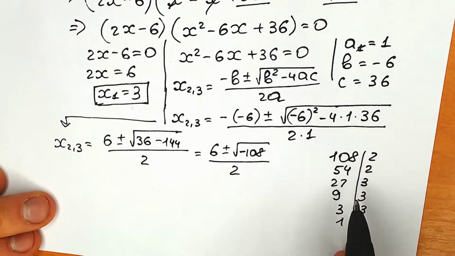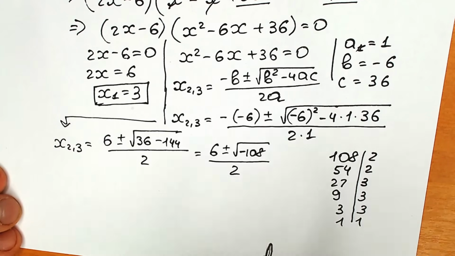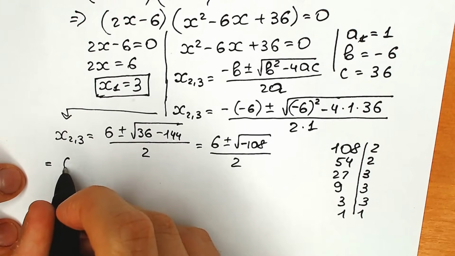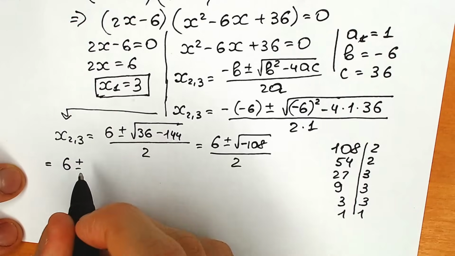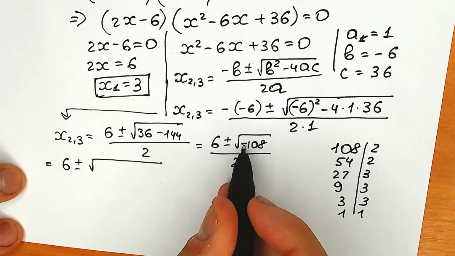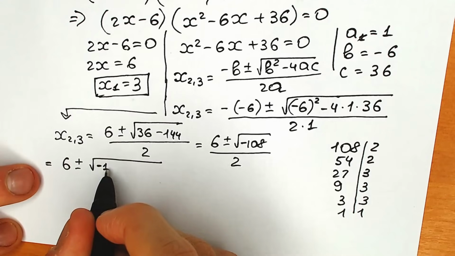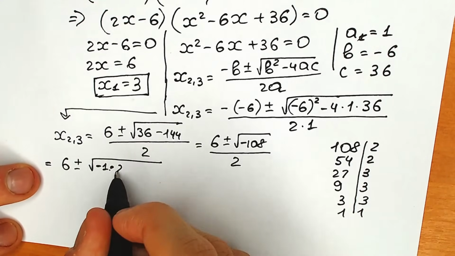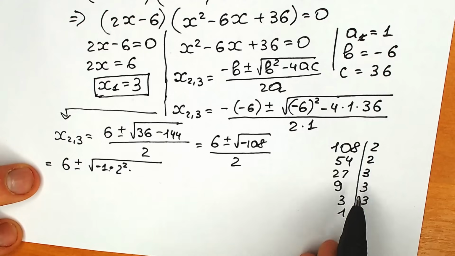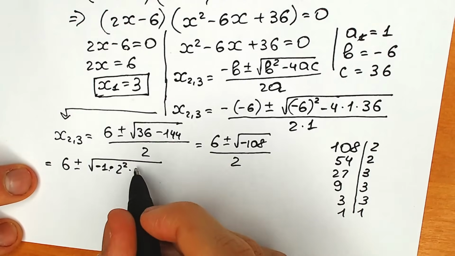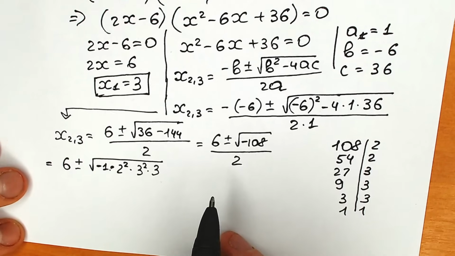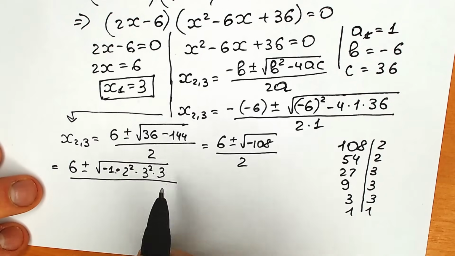So we can express this 108 as 2 times 2 and 3 times 3 times 3. So let's do this right now. On the left side right here, of course, as a result we have 6 plus minus square root of, first of all, let's write this minus 1 in the beginning, okay, minus 1, times, we can write this as 2 times 2, we can write 2 square, times 3 times 3 times 3, we can write as 3 square times 3, and that's it. Okay, we can easily write it like that, and we divide all of the thing by 2.